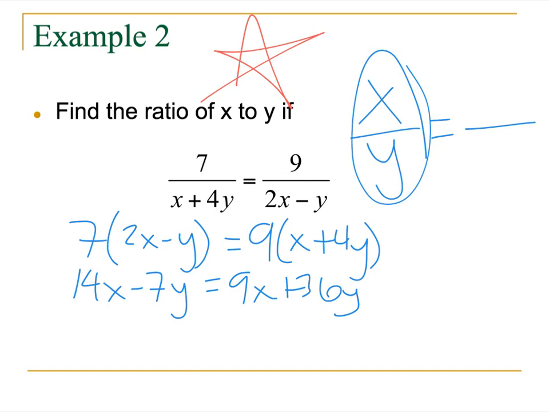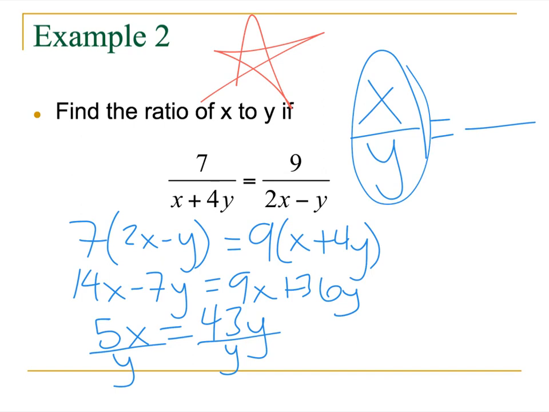So I got 14x minus 7y is equal to 9x plus 36y. I'm going to get the x's on one side, y's on the other. Okay. So I'm going to subtract 9x and get 5x. I'm going to add that 7y, and that'll get me 43y. So I want to get x over y, which would mean that I have to divide by y. And I got to do that to this side as well, right? I got to do whatever I do to one side to the other. Balance that equation.